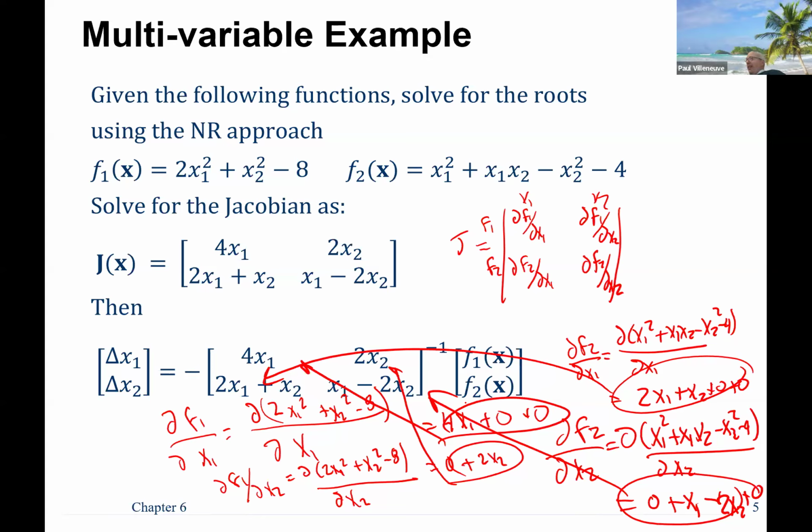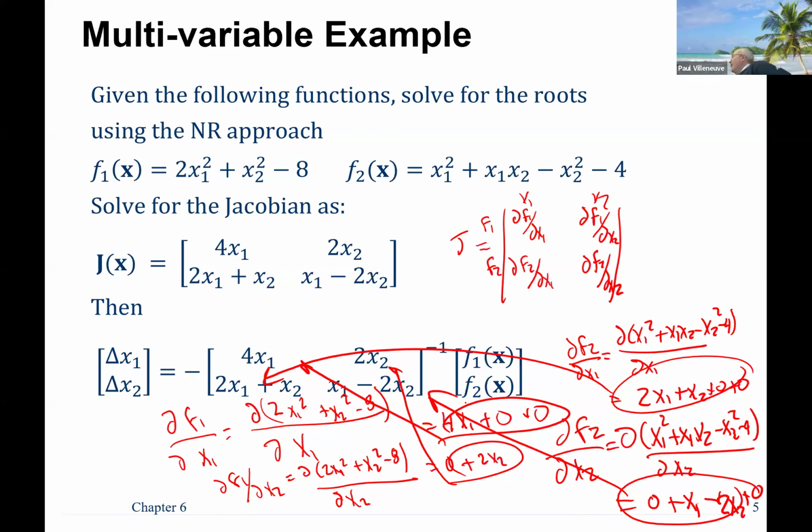Again, it's not hard if you just remember that the variables you're not taking the partial with respect to are treated as constants. Then it's just like taking the derivative of 2x squared. The 2 is a constant. That's the same thing as x2 times x1 squared. The x2 is a constant. It doesn't change.